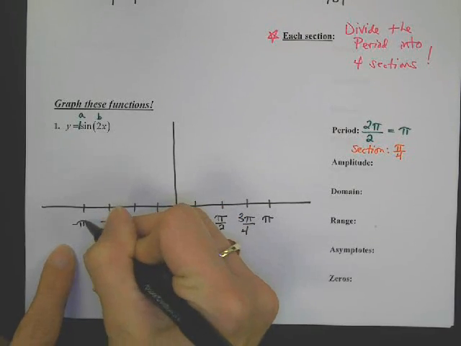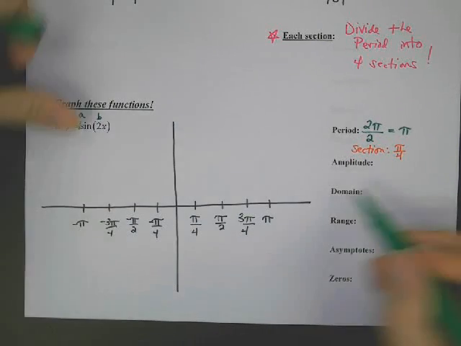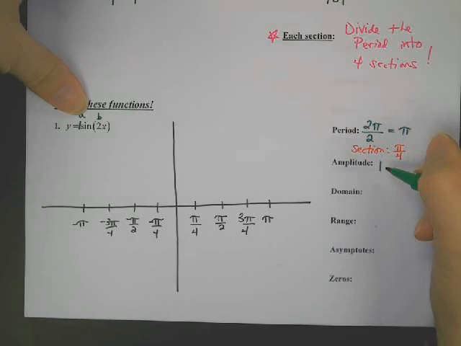Okay, and then negative pi. So our x-axis is nicely spaced. We figured out the values. Now it's time to talk about the y-axis. And the way that we're going to do that is by examining the amplitude. The amplitude is the absolute value of a, which is 1.